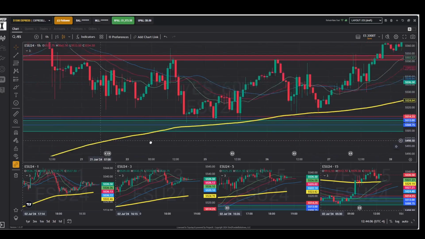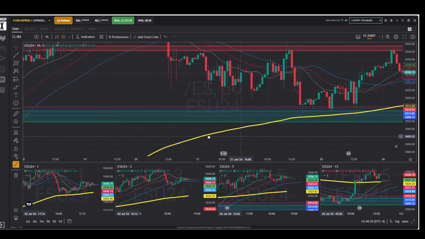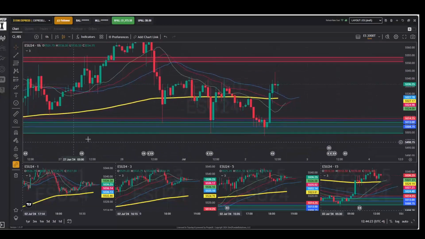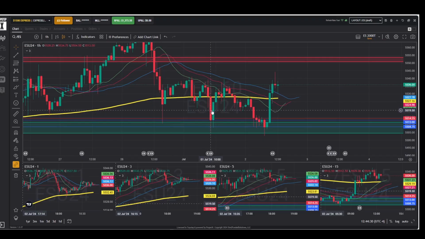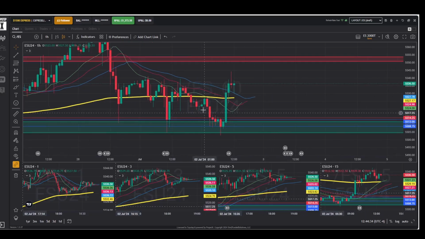And we can see here, so that was all the way back on June the 17th, right? It went back to that area on the 24th of June, 25th of June, and you can see that it tested it and bounced away from it. The same thing happened on June the 28th, and also yesterday on July the 1st. Today it's July the 2nd, and we see that we went here and we struggled here.